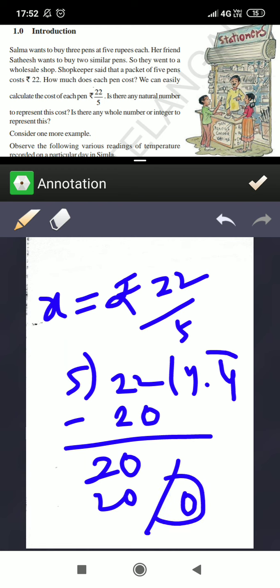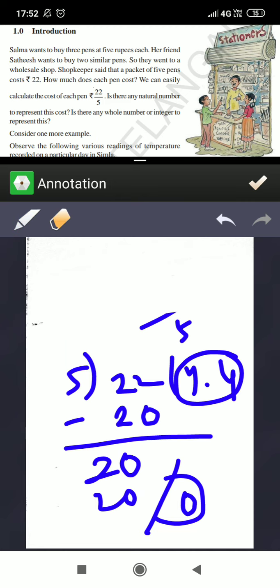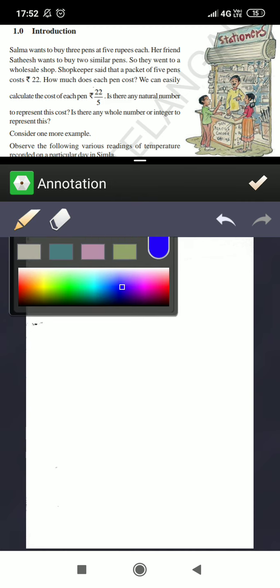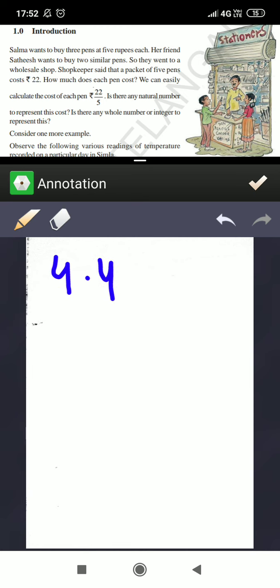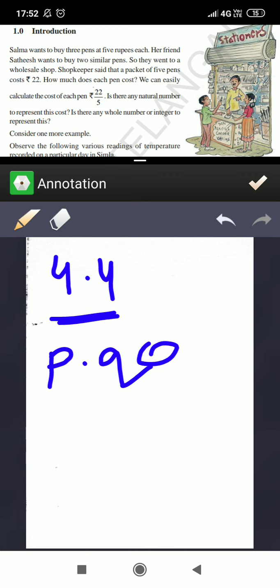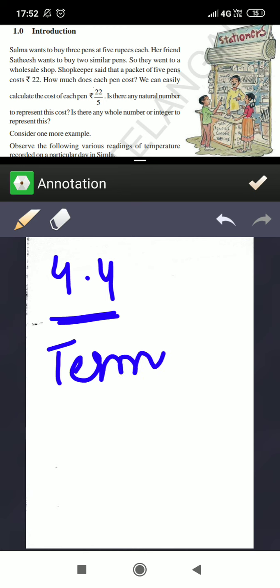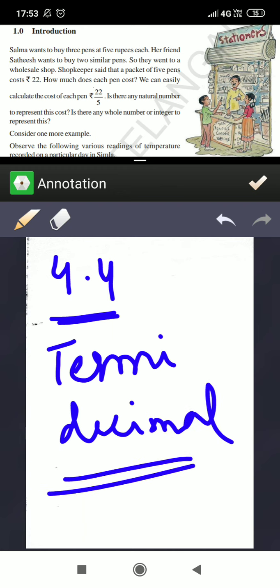Yes, 4.4. And let us discuss 4.4 here. 4.4 is like p dot q, and no other terms, you can keep 0 0 0 0. So this is a terminating decimal. This is the introduction of the decimals.